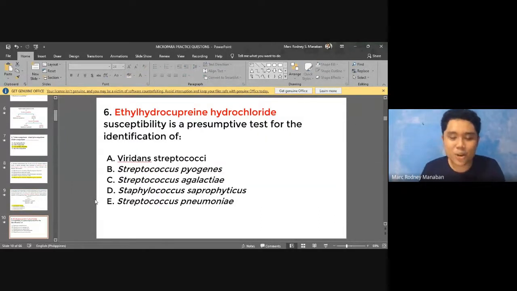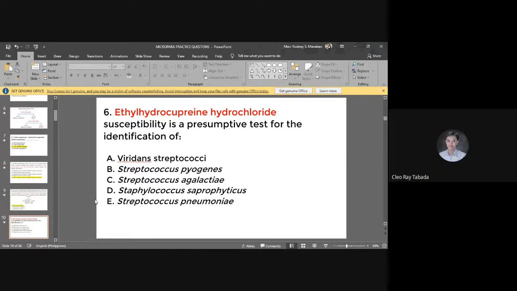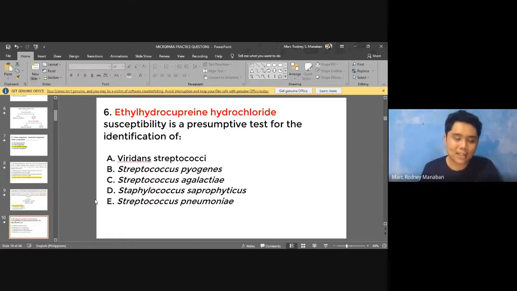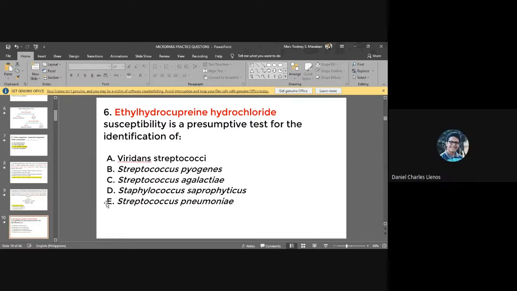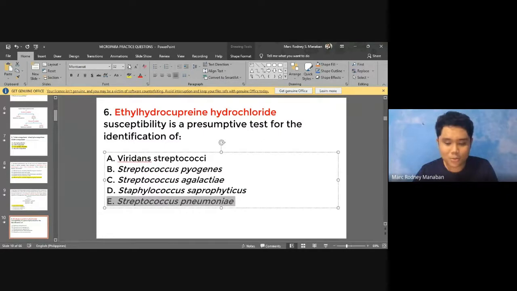Next, ethylhydrocupreine hydrochloride. Again, what is this? This is optochin, your taxo P. It is for Streptococcus pneumoniae.